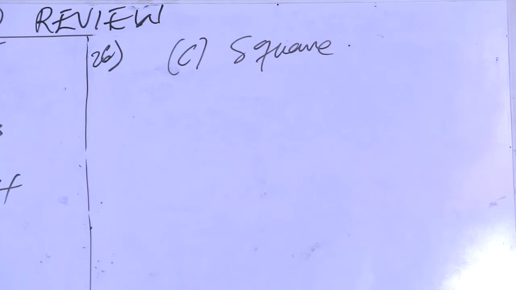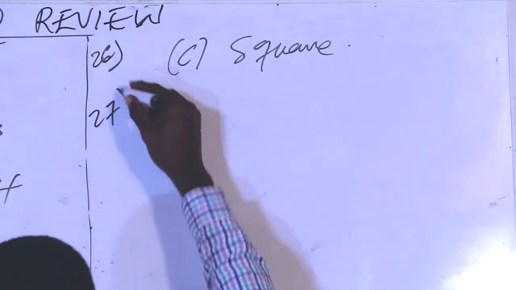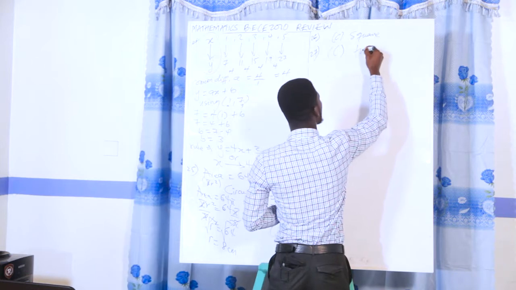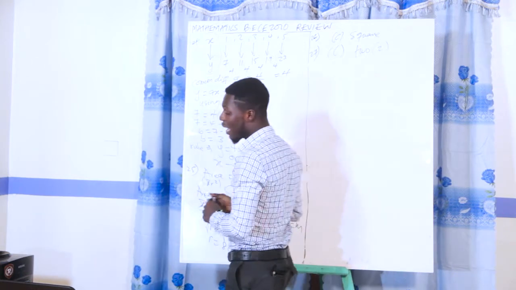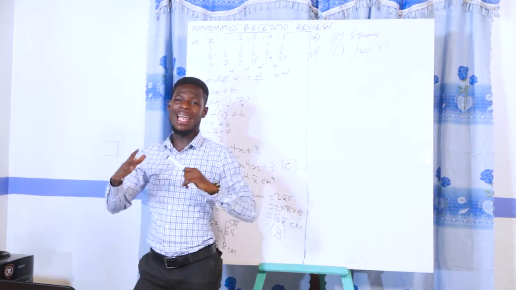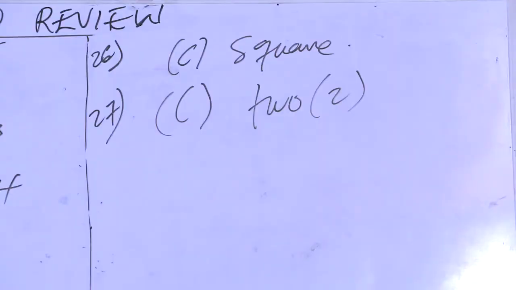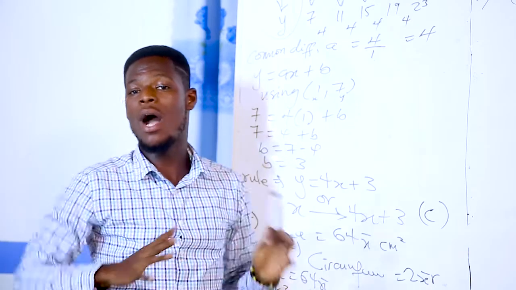27. How many lines of symmetry has a rectangle? The answer is 2. That is C. 2. So a rectangle has 2 lines of symmetry. What is a line of symmetry? A line of symmetry is an imaginary line that divides a plane figure or an object into 2 equal halves.